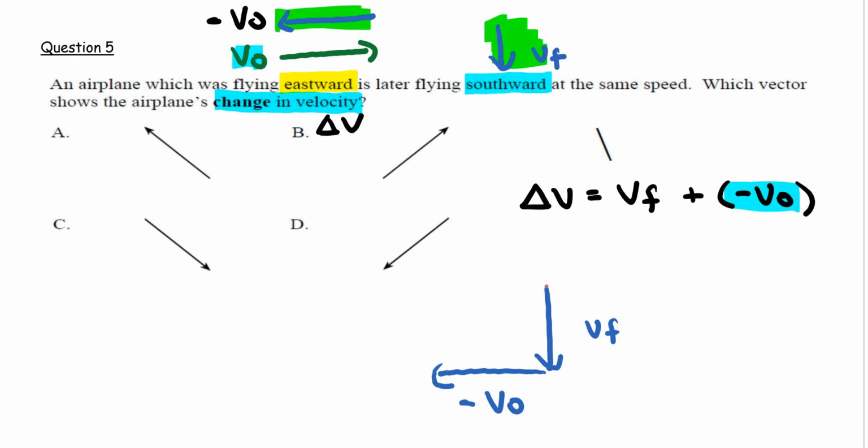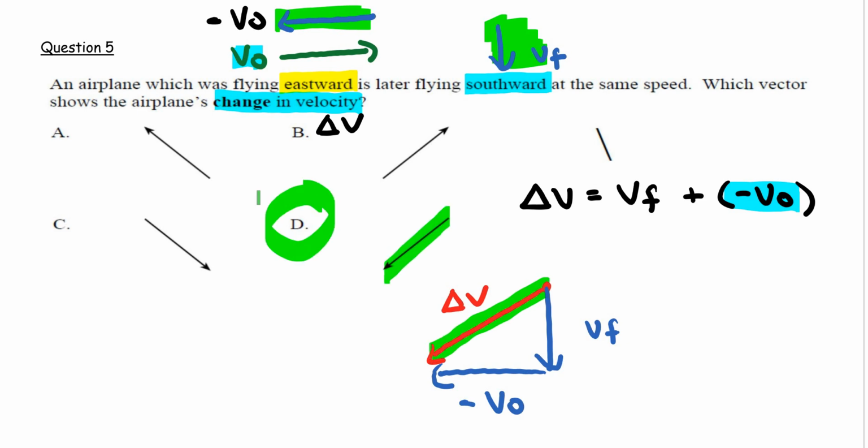And our resultant vector always starts at the tail of our final velocity vector and goes to the head of our negative v naught vector. So this is delta v right there in red. And if I match that with the options that are available, I guess option D would be the best option there. So there's your delta v there. Okay, let's move on to question number 6 now.